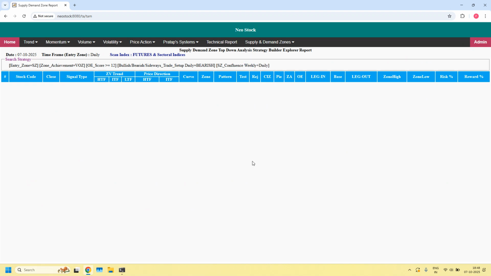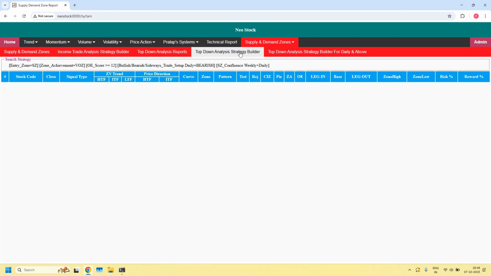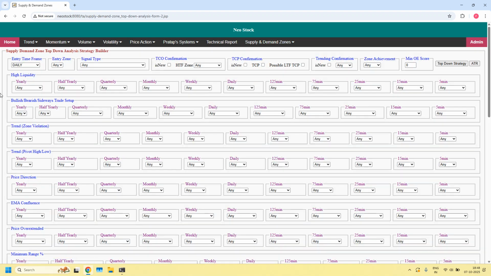Supply zone confluence. So they don't have any high probability. So this is a bearish trade setup for monthly income trade. And the next trade setup is weekly income trades.